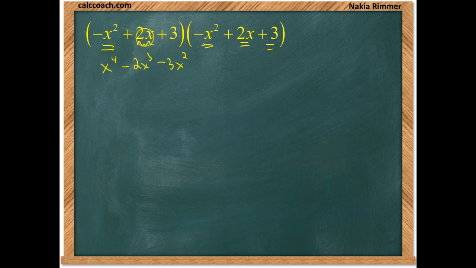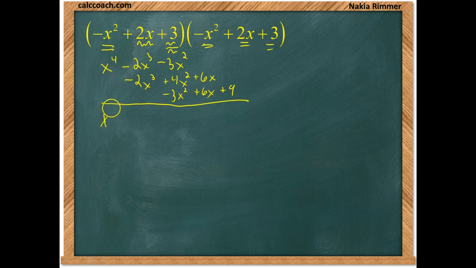I'm going to use these powers of x as columns. 2x times minus x squared is negative 2x cubed. I'll put it underneath there. 2x times 2x is positive 4x squared. And then 2x times 3 is a 6x. And then finally I need to multiply the 3 by all 3 terms on the right, giving me a negative 3x squared, a positive 6x, and then a plus 9. And then we can add these terms vertically to get x to the 4th minus 4x cubed plus 2x squared plus 12x plus 9. Great.